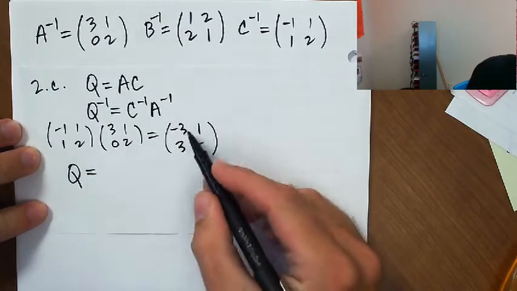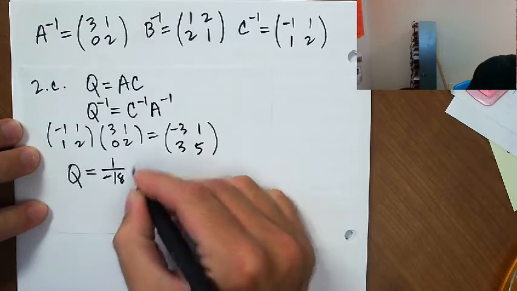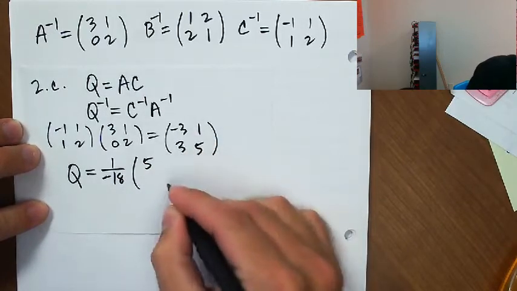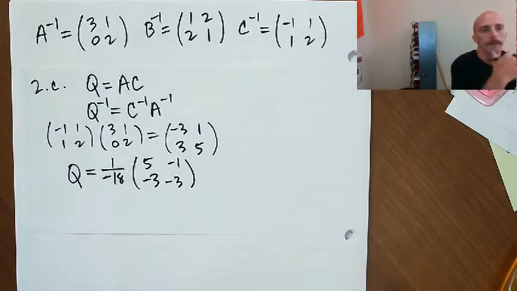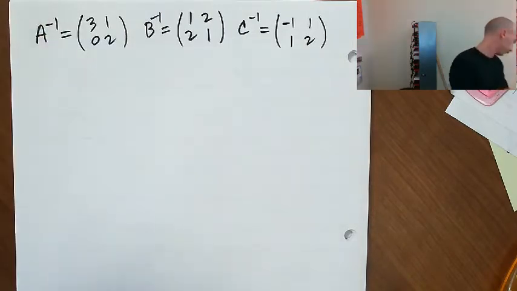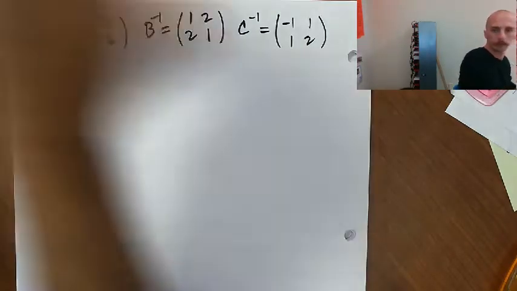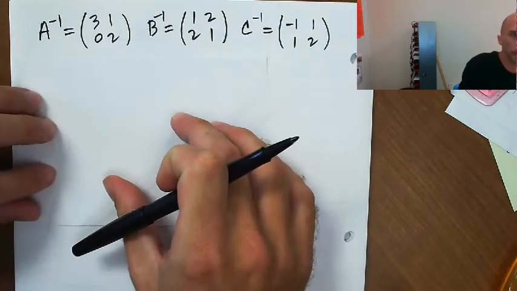Take the determinant: negative 15 minus 3 is negative 18. I'm going to swap these and make these negative. You could distribute in the negative 1/18th, or you could leave it out like that. I don't really care. D is going to be Q is C transpose A transpose.